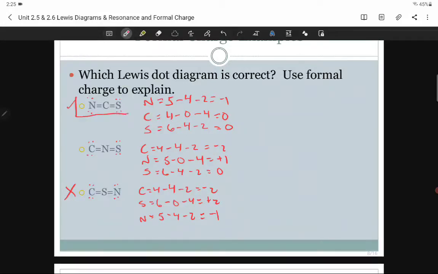Of the 3, this is the best bet. Would we have preferred a 0, 0, 0? Yep. Did it exist? No. So of these 3, that's the correct one. Okay, so you're going to have to practice formal charge a few times like I just did there to understand which of these molecules we would like.